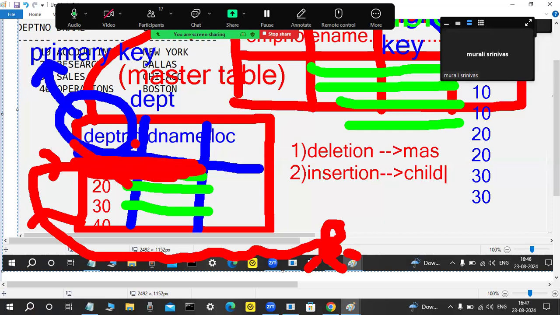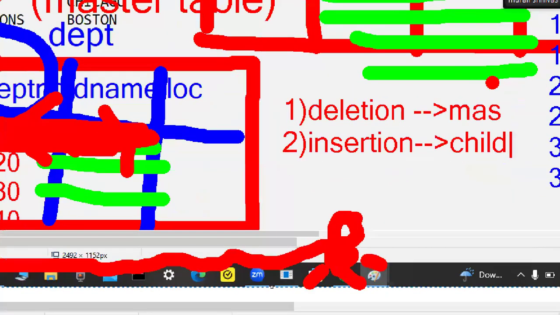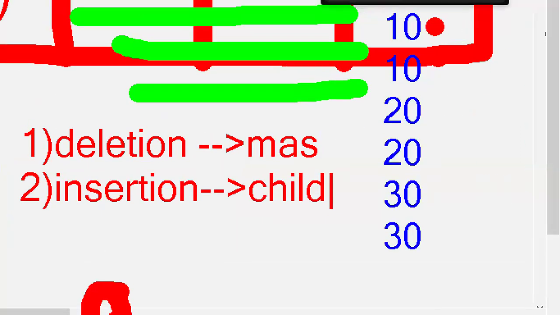Not possible. Why? Because this record is available in the child table. That is data security. It is impossible; there will be an error. When we try to delete a master table record from the master table, if those records are available in a child table, it won't work. It will give us an error.